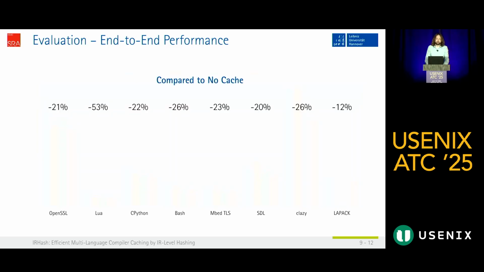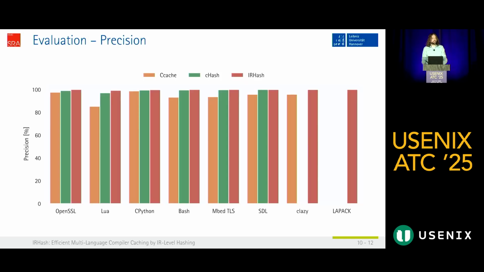So, in summary, compared to not using a cache at all, IRHash reduces compilation time by 12 to 53%. But I think more interesting is the comparison to Ccache, where we can save between 5 and 30%, which also means we are always faster than Ccache. And as you can see, we also support more languages. So you might ask yourself, why? How is this possible? Let's look at the precision.